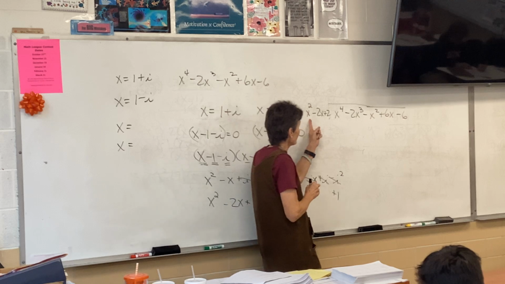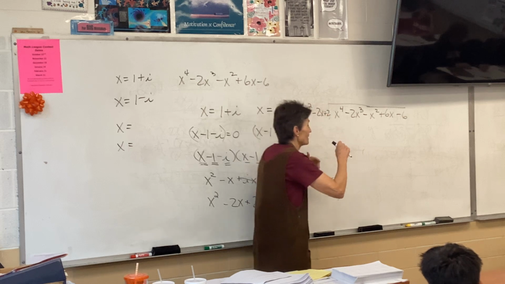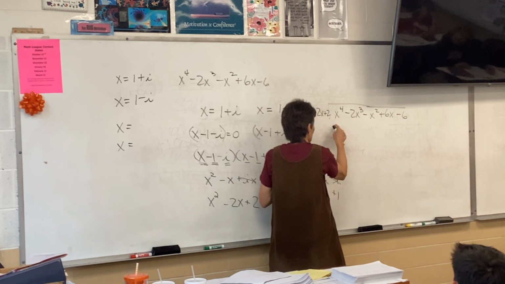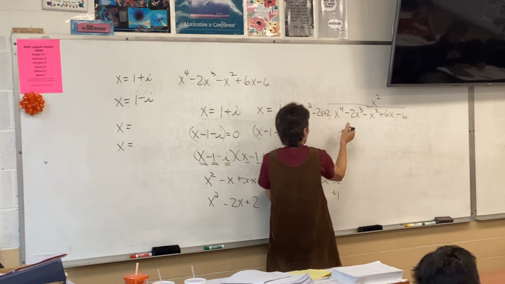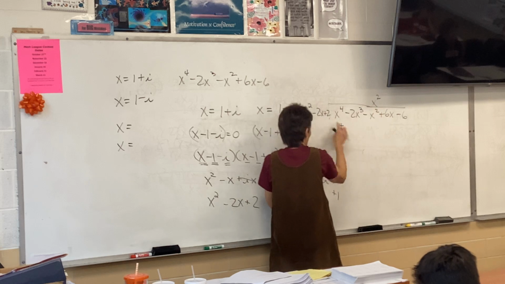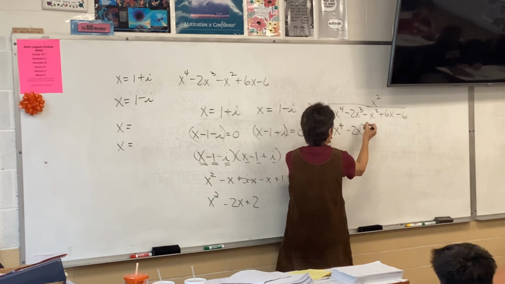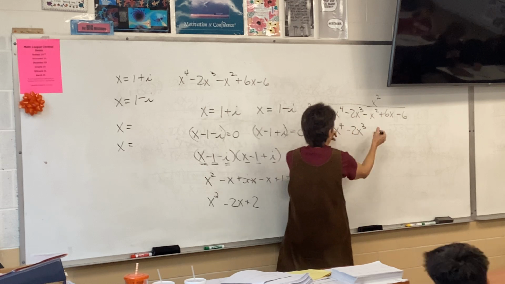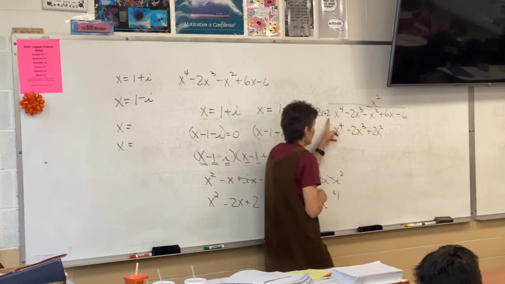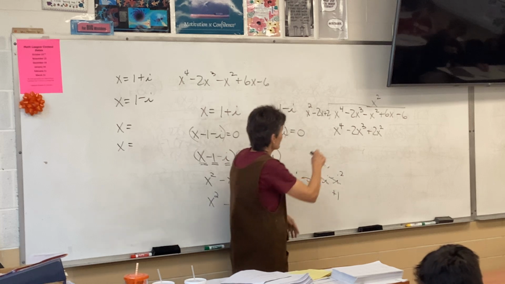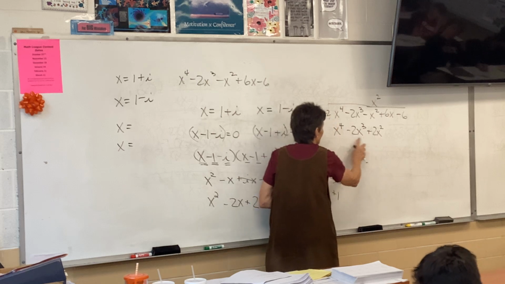Alright, so here we go. x squared goes into x to the 4th how many times? x squared. Or think of it like this: what do I take times x squared to get x to the 4th? x squared times x squared is x to the 4th. That's what you want to have happen. Then x squared times -2x and x squared times plus 2. Alright, so I took x squared times that, x squared times that, x squared times that.